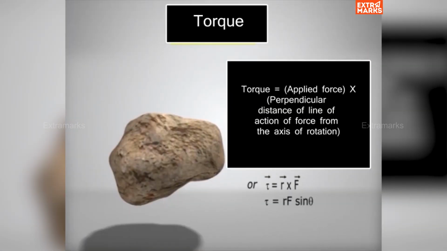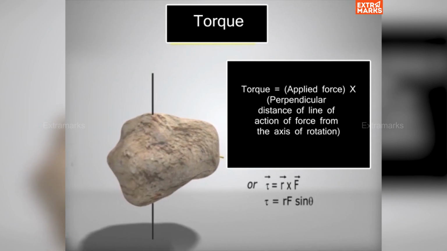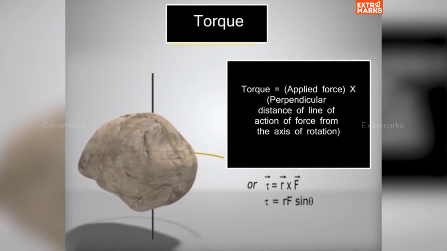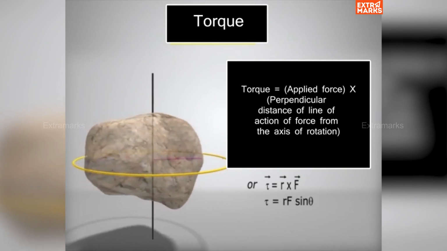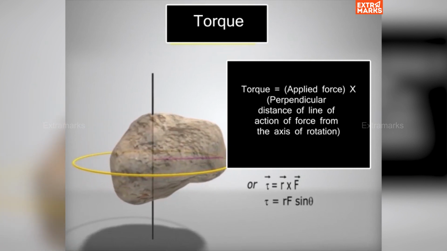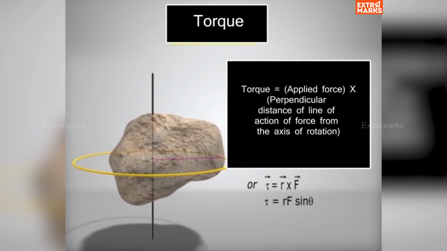A force acting on a rigid body produces a turning effect, which is measured in terms of torque. The turning effect of a force depends on the distance of the point of action of the force from the axis of rotation, as well as on the angle at which the force is applied.